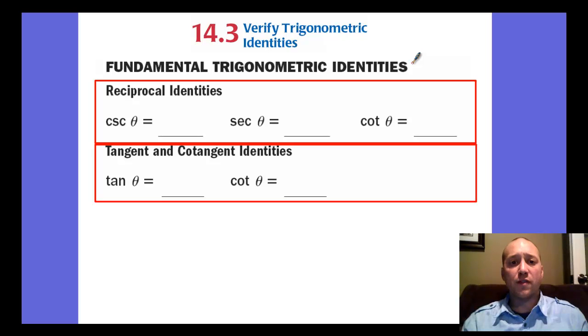Honors Algebra 2, Chapter 14, Section 3. This will be day 1 of 2 days on this section on identities.